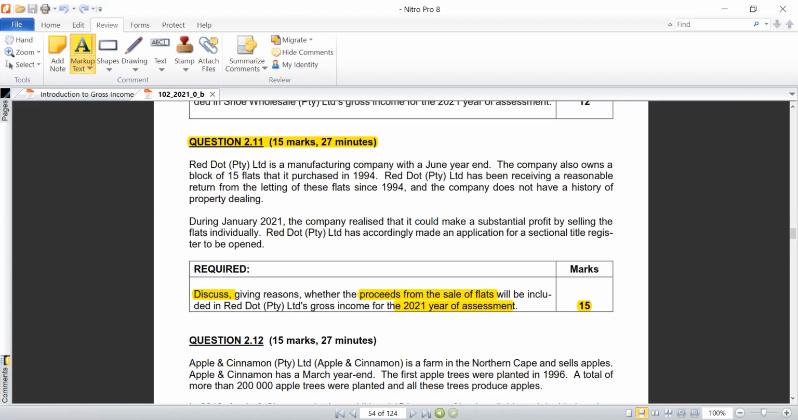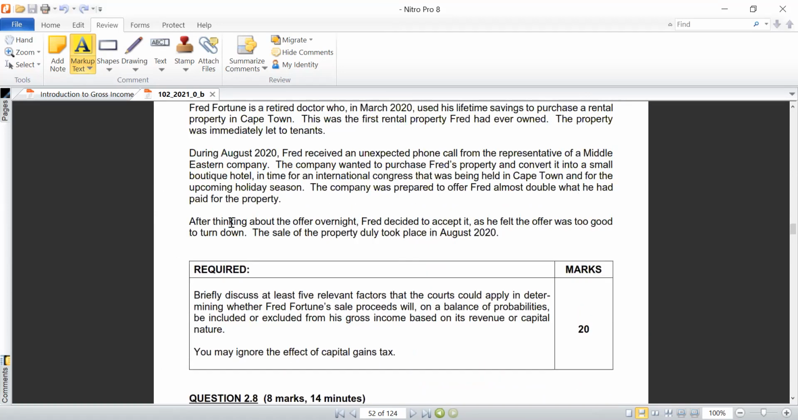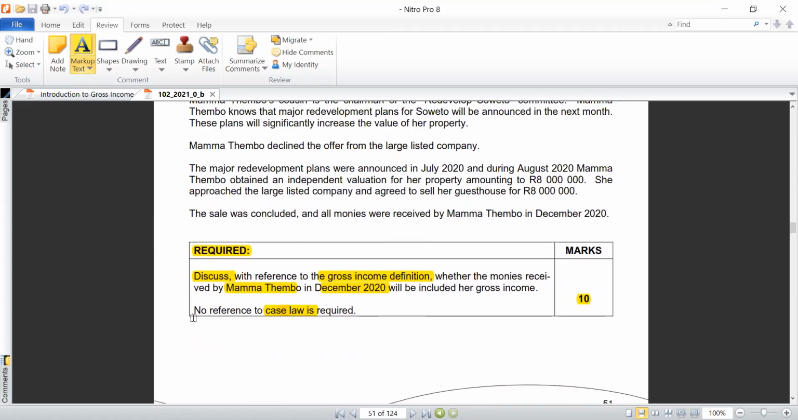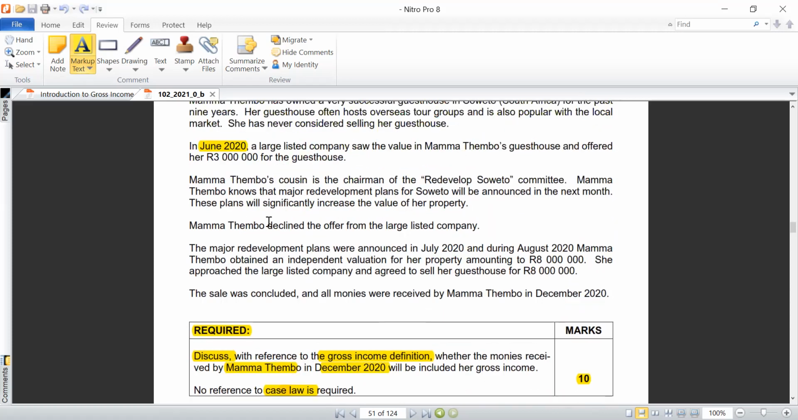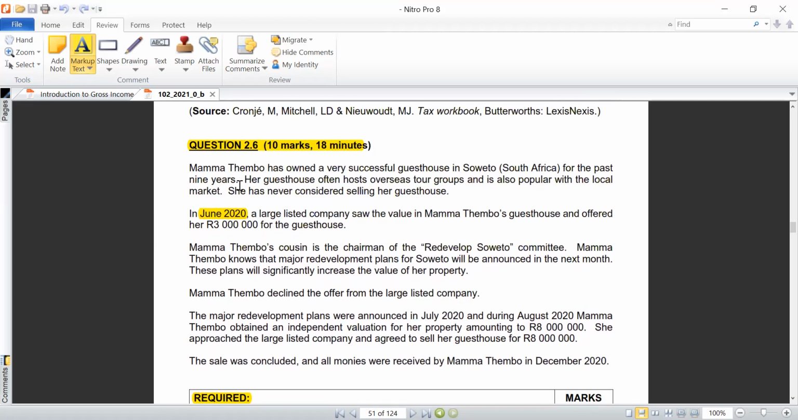But whereas when you go to question 2.6, they specifically said no reference to case law is required. So meaning to say you can simply discuss the elements without necessarily giving any reference to the case law. So without further ado, let's have a look at the question and see what is stipulated.